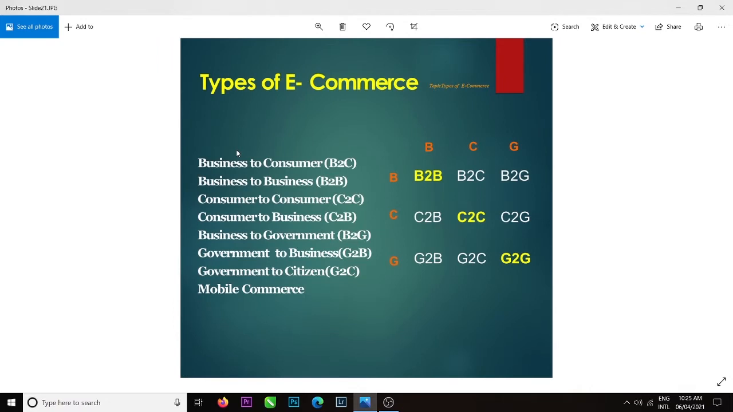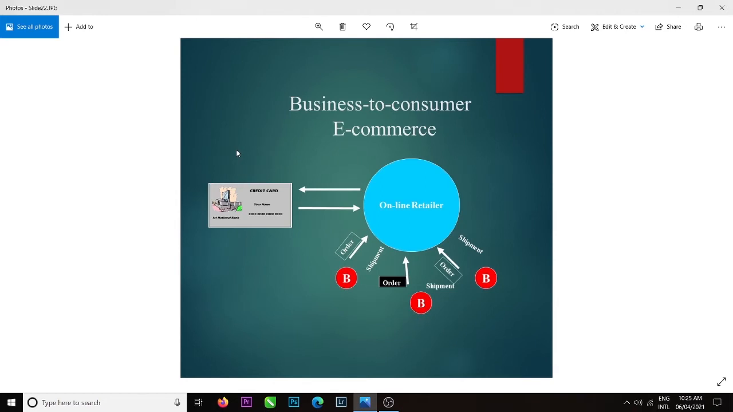Now we would like to understand the types of e-commerce. The first one is business to consumer. Business to consumer. Look at that.